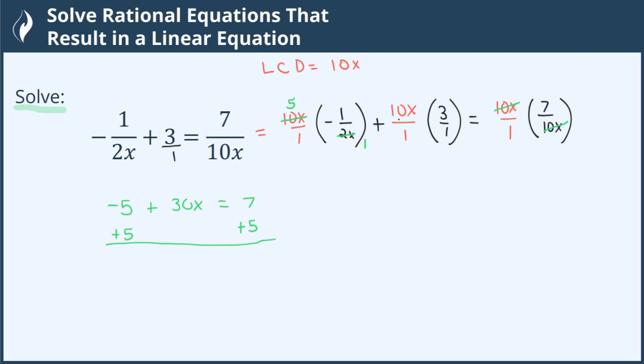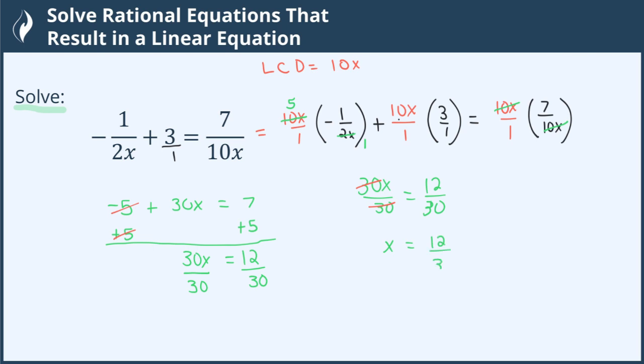Okay, so what happens here is my 5s will cancel out, and so I'm only going to be left with 30x. And then on this side, 7 plus 5 is going to give me 12. Now I'm going to divide by the 30 because my goal is to get x by itself. I'm going to rewrite this: 30x divided by 30 equals 12 over 30. And so my 30s cancel out, and I'm left with x equals 12 over 30.